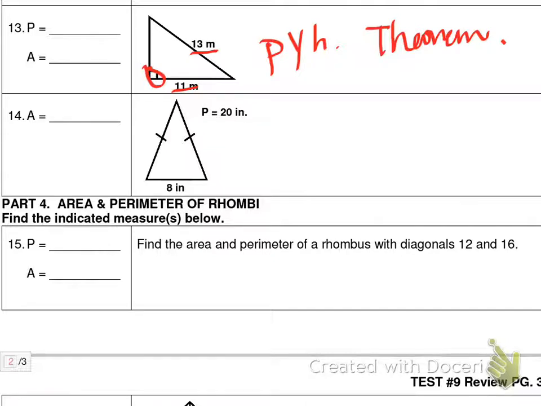Number 14. Okay, number 14 is kind of long, so let's see. Remember, these little lines mean that those 2 sides are equal. So perimeter equals 20, we know this. And it gives us 8 inches already. So we need to figure out how much more perimeter we have to work with. So 20 minus 8 is 12. So that means together these sides equal 12. But they also have to be the same number. So divide 12 by 2 and make each of these sides 6.